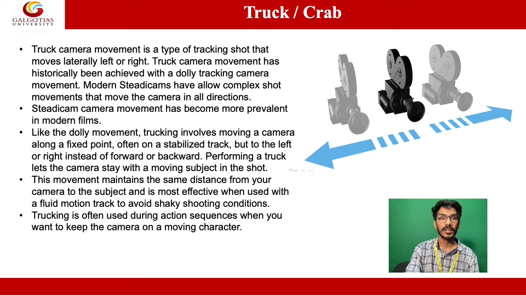Like the dolly movement, trucking involves moving a camera along a fixed path, often on a stabilized track, but to the left or right instead of forward or backward. Performing a truck lets the camera stay with a moving subject in the shot. This movement maintains the same distance from the camera to the subject, and it is more effective when used with a fluid motion track to avoid shaky shooting conditions. Trucking is often used during action sequences where you want to keep the camera along with the moving character.